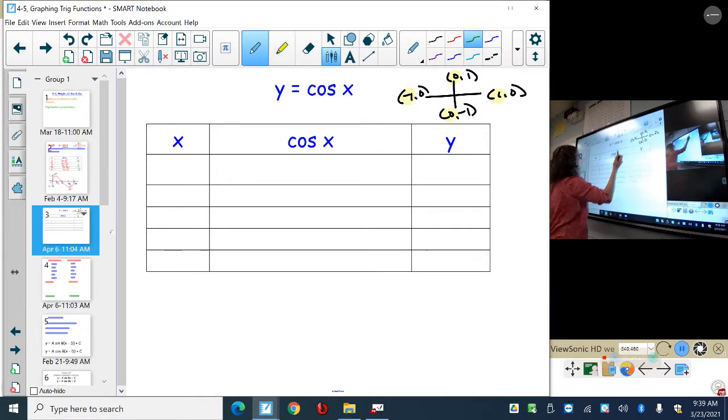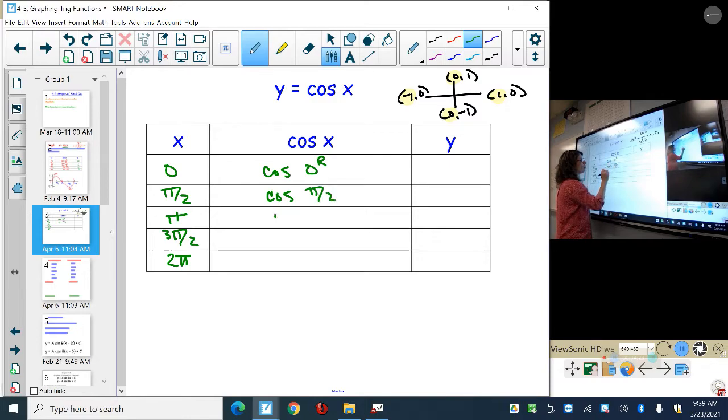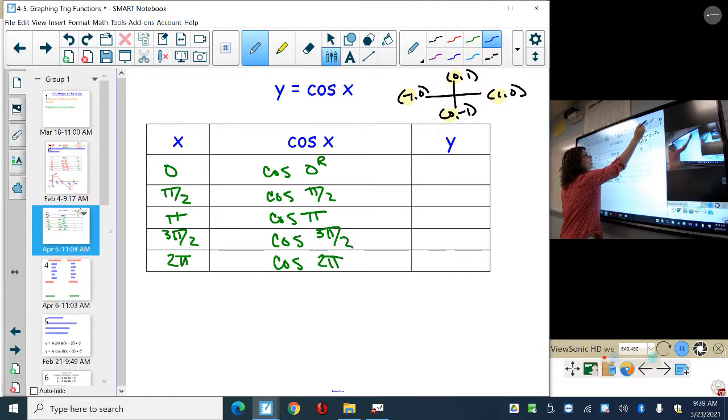Okay? So now, I'm still going to be using 0, pi over 2, pi, and 3 pi over 2, and then the last one, 2 pi. Why? Because those are our quadrant angles. Okay? And I'm simply going to plug each one of these in. Cosine at pi over 2, the cosine at pi, the cosine at 3 pi over 2, and then the cosine at 2 pi. Okay, so from there, the cosine at 0 radians is going to be 1.